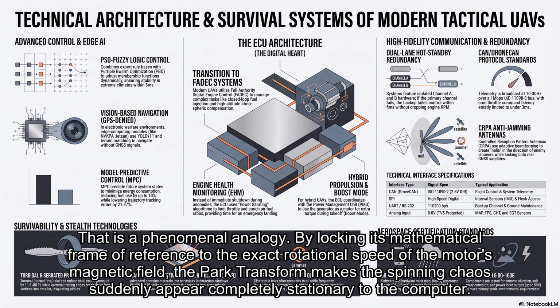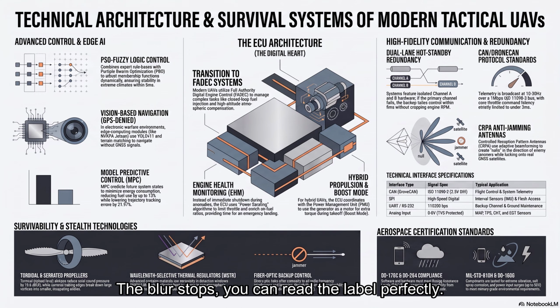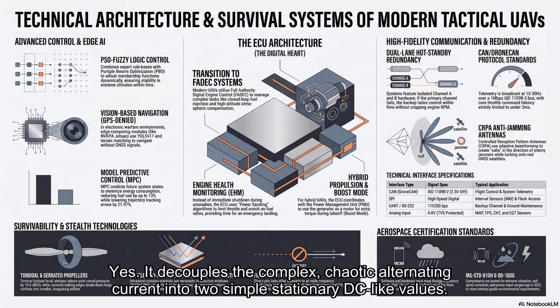That is a phenomenal analogy. By locking its mathematical frame of reference to the exact rotational speed of the motor's magnetic field, the Park transform makes the spinning chaos suddenly appear completely stationary to the computer. The blur stops. You can read the label perfectly. Yes. It decouples the complex, chaotic alternating current into two simple, stationary DC-like values.